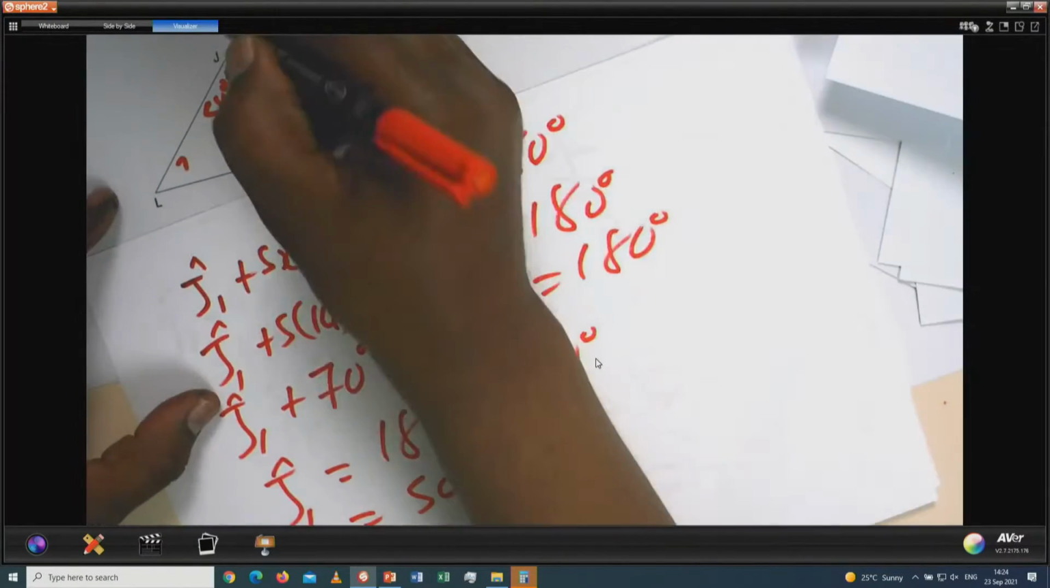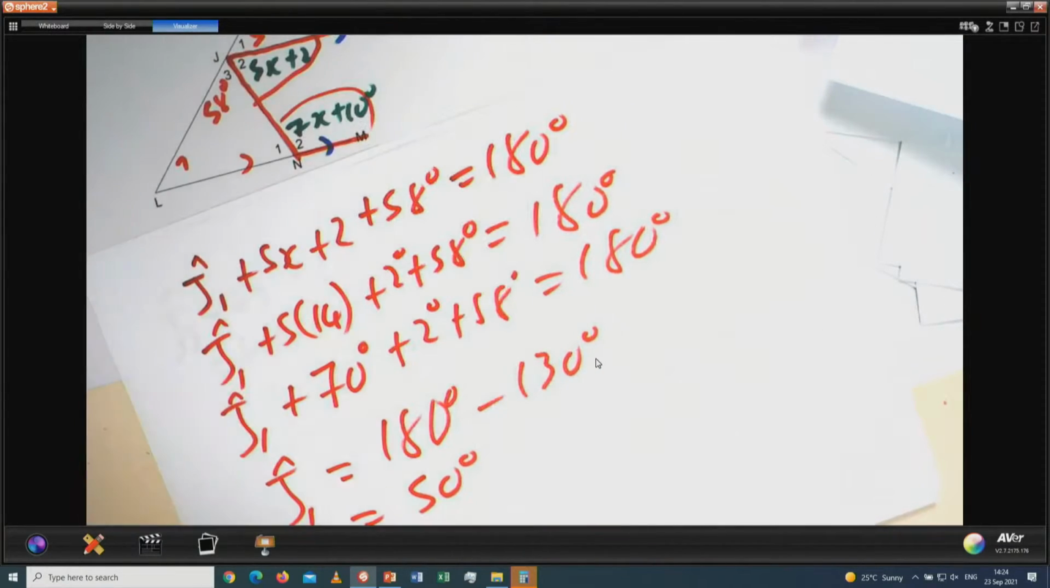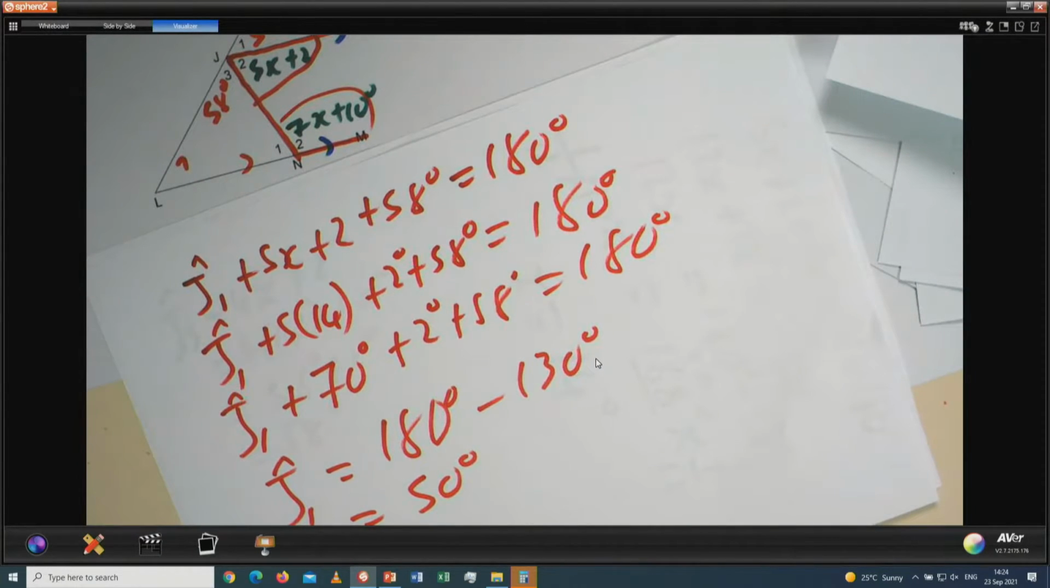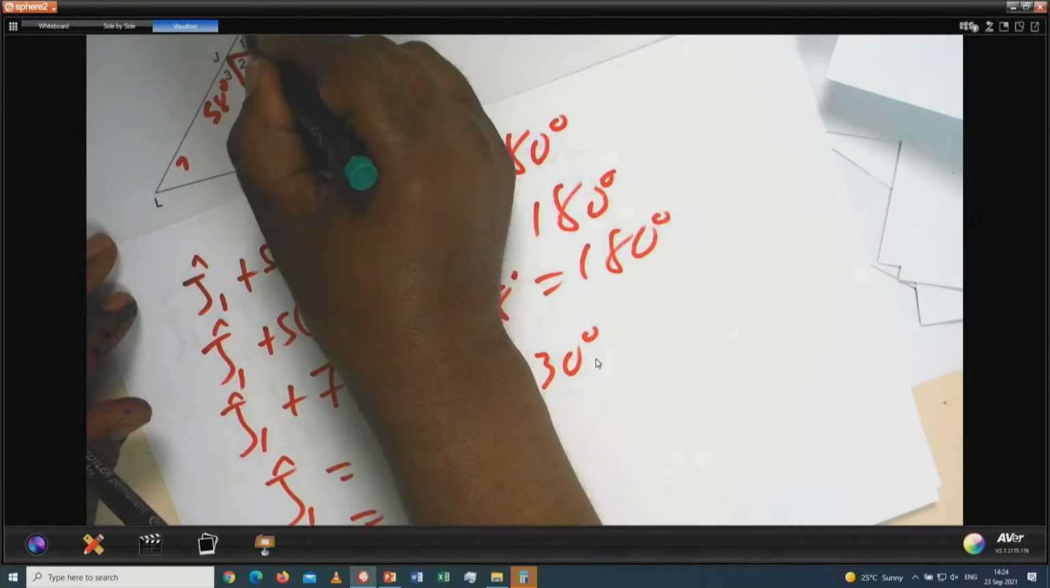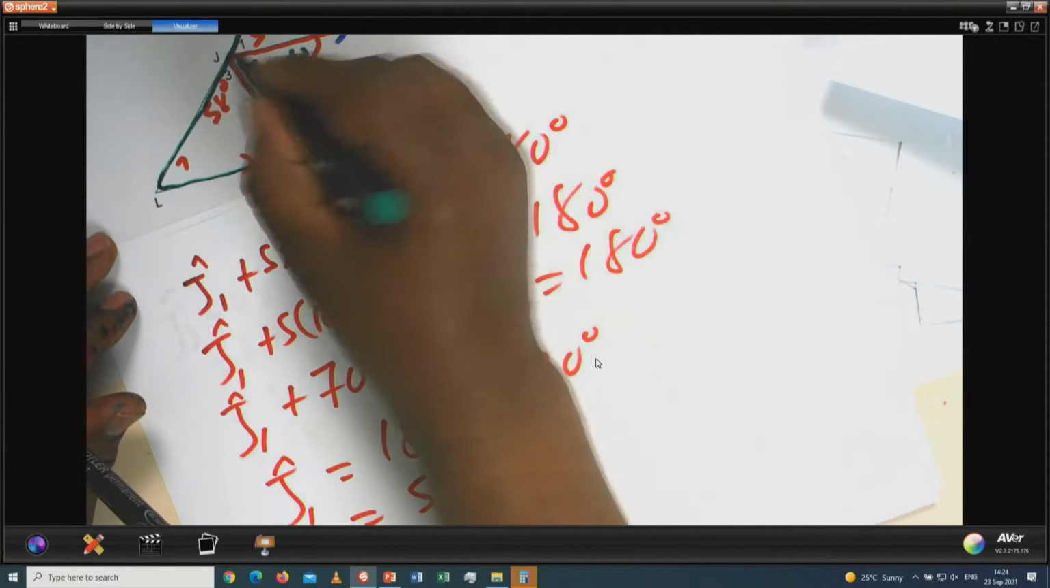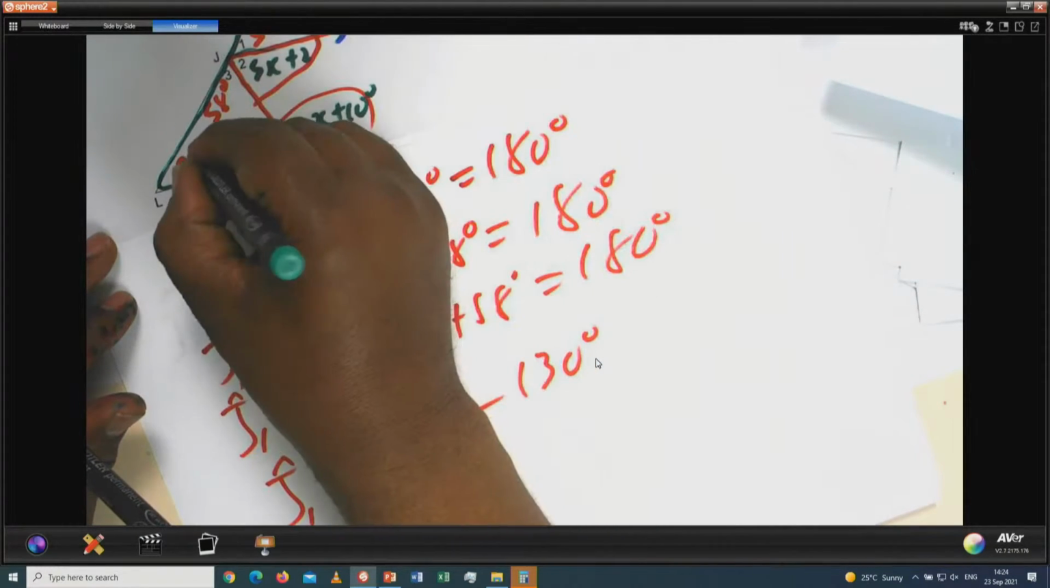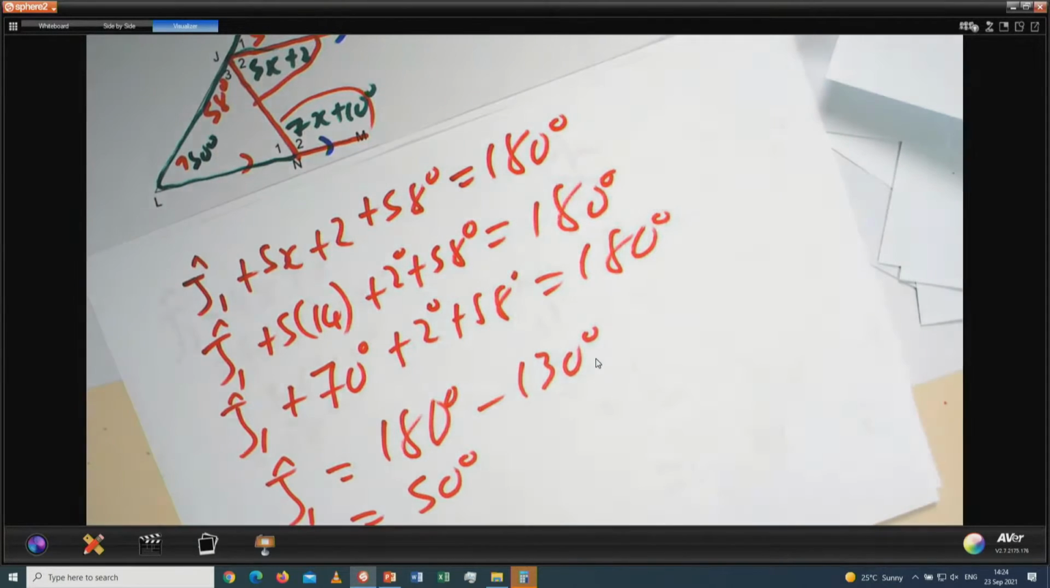So if J1 is 50 degrees, your F facing that way. Corresponding angles are equal, therefore this one is 50 degrees.